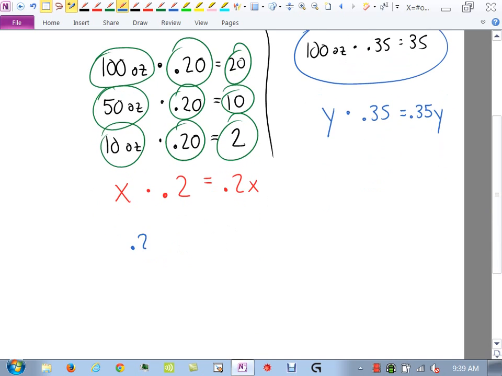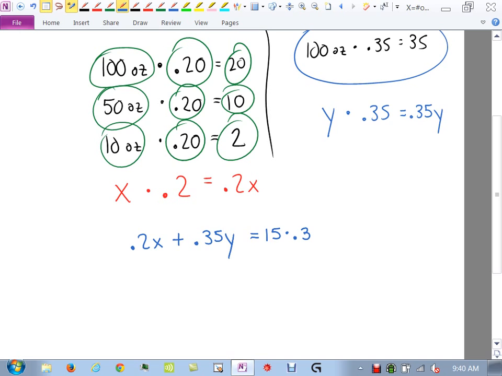I put 0.2x plus the 0.35y equals, so 0.2x is how much sugar we have from pouring in A. 0.35y is how much sugar we have from pouring in B. And that should equal our final mixture, which is 0.3, right, times how many ounces in our final mixture? Do we know how many ounces are in the final mixture? 15, right? So shouldn't this be 15 times 0.3?